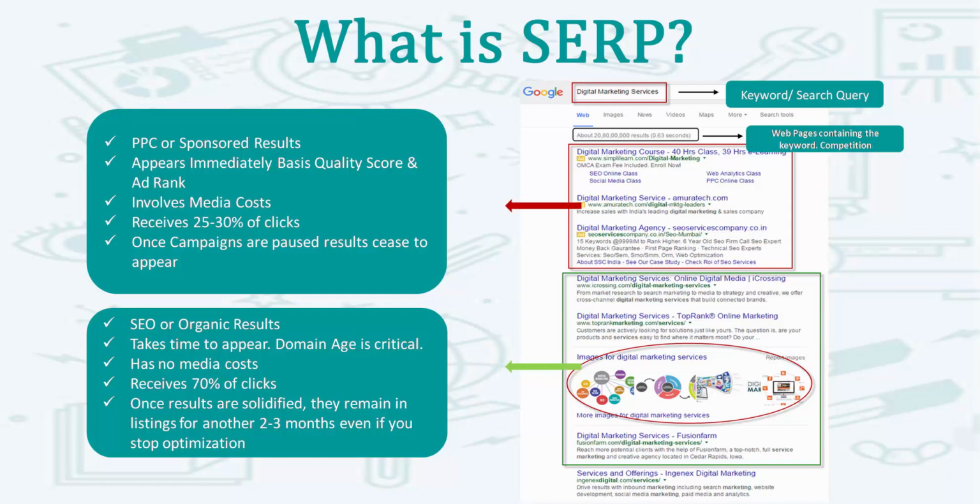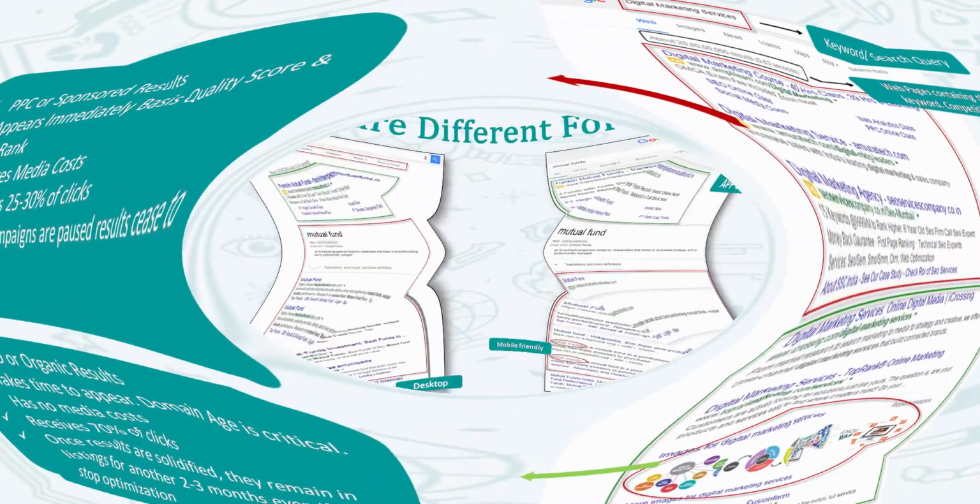The search engines will understand that this domain is not spam. The content that they're providing is relevant to the kind of keywords they want their websites to rank for. So hence a good amount of domain age is required to appear high in search results. And also once the results solidify, as I said, they will remain even if you stop optimizing your website.